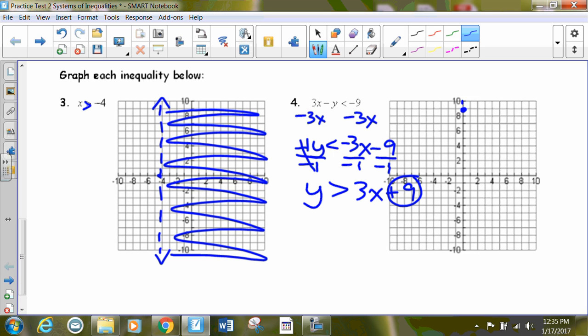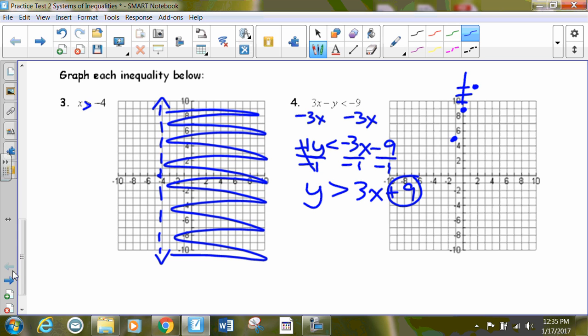You can extend this graph if you'd like, 1, 2, 3, and then go over 1. But sometimes when you run out of room and you don't feel like extending your graph, you can do the exact opposite. If the slope is up 3, 1, 2, 3, and to the right 1, I can also go down 3 and to the left 1. See how that gives me a point on the same line?